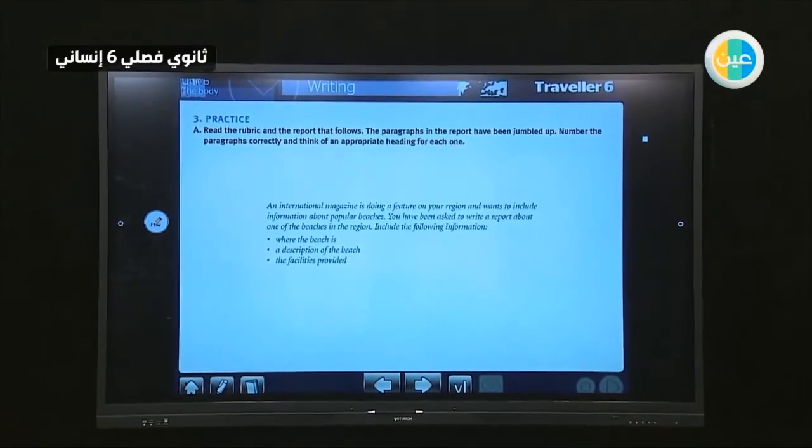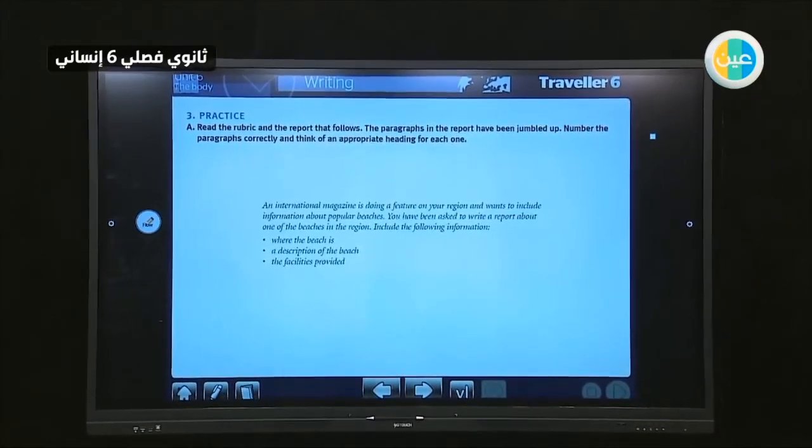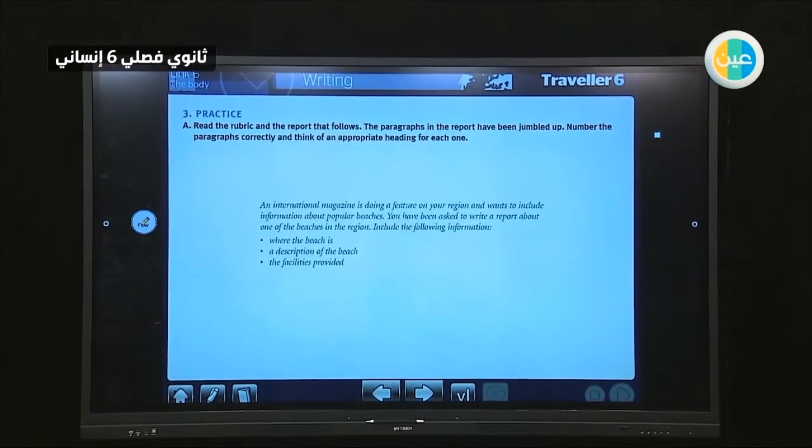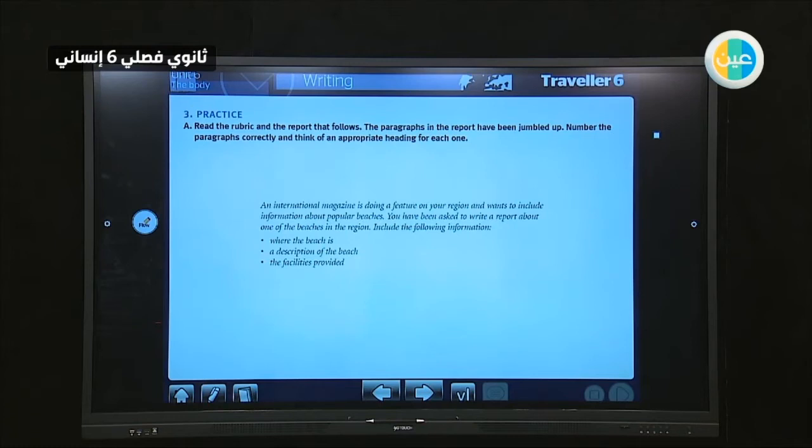Include the following information. Number one, where the beach is. So here we are talking about a location. Number two, a description of the beach. So we are here looking for a detailed description or features.